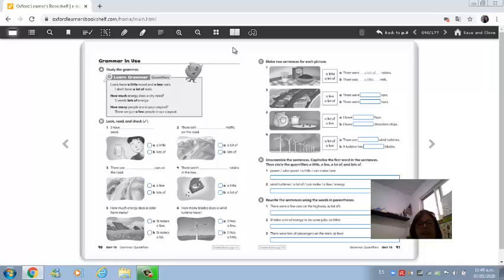And then D is very easy. You're going to unscramble the sentences. All right? Remember the first letter in a sentence is capitalized. And then in E, rewrite the sentences using the words in parentheses. A lot of, a little, a few.